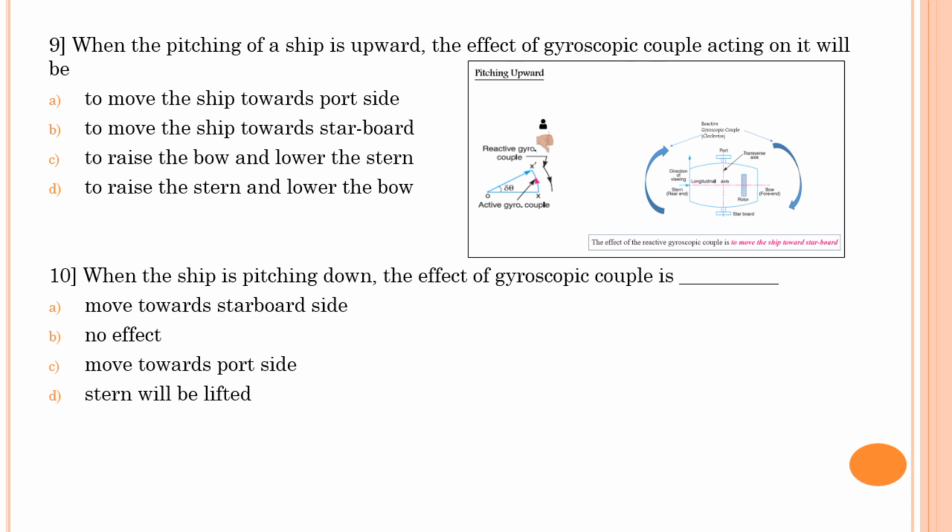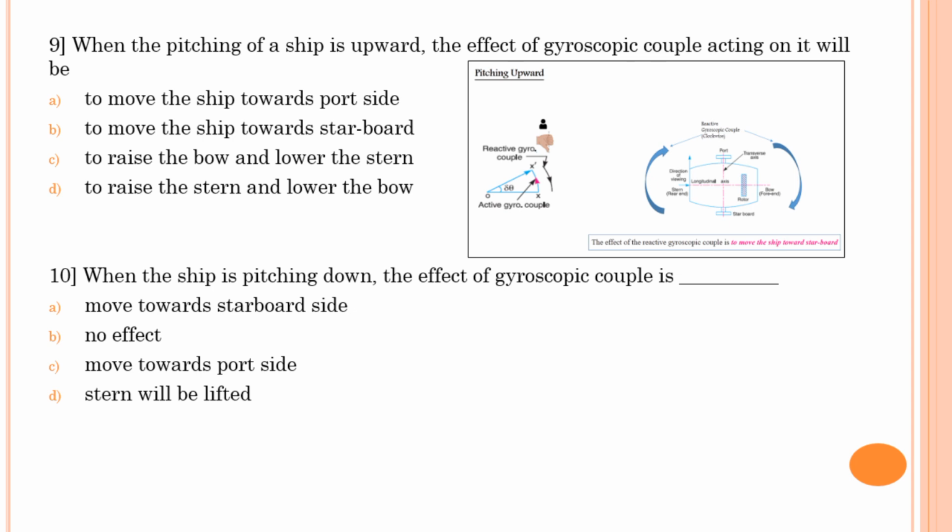The reactive gyroscopic couple vector is moving away from you. Make the thumb of that right hand away from you. Fingers will be curled, and that curl of fingers represents a clockwise reactive gyroscopic couple. Put this clockwise reactive gyroscopic couple on the top view. Previously for steering I put this effect on the front view. Now for this pitching I am putting this clockwise couple in the top view.